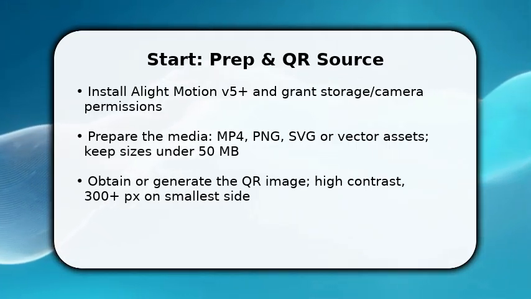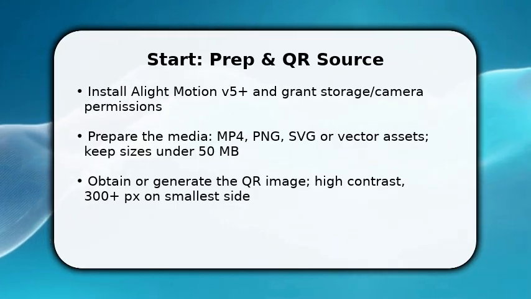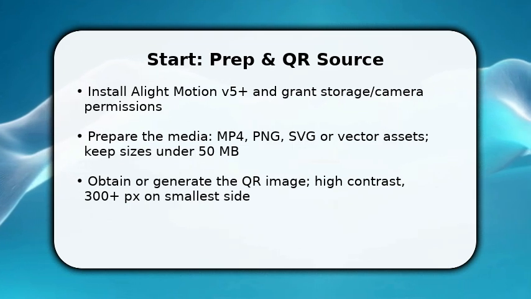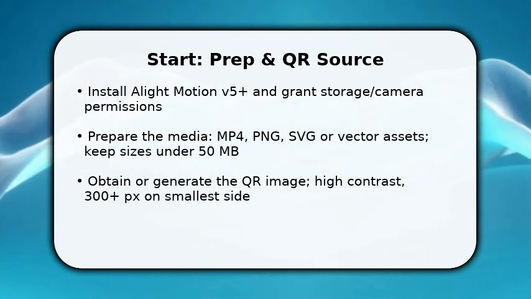Once done, create a new composition sized to your output ratio. Set 30-60 FPS depending on motion smoothness desired. Save a copy so you can revert without losing original assets.